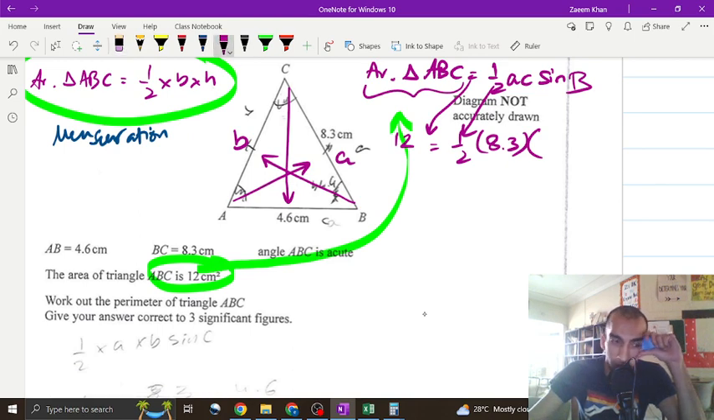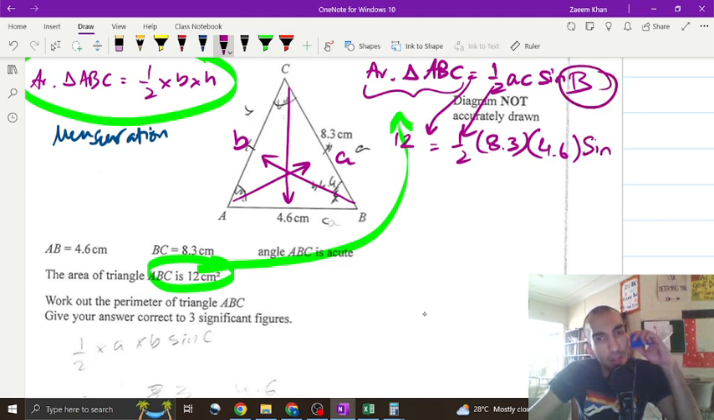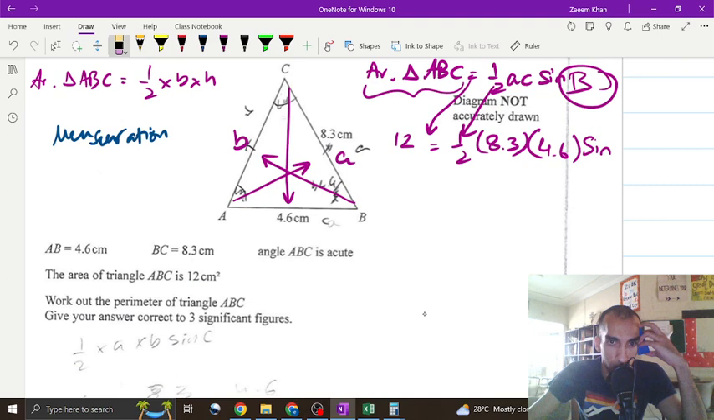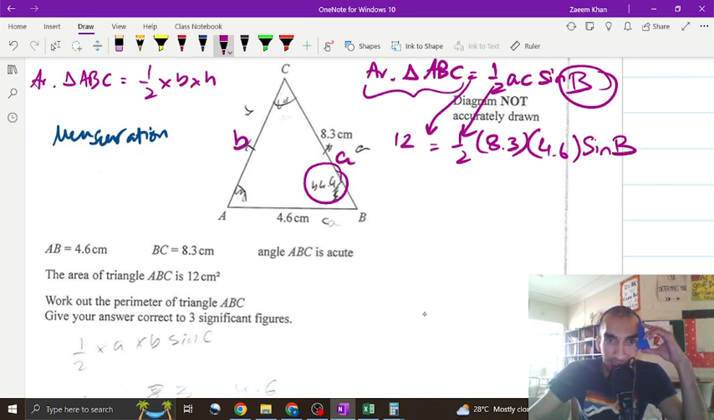4.6. And sine B. Whenever you have a capital letter that refers to an angle, do we have this angle, angle B? I don't think we do. It wasn't given to begin with. What do you think? I don't think so. Right. The sine B is going to be here as it is.